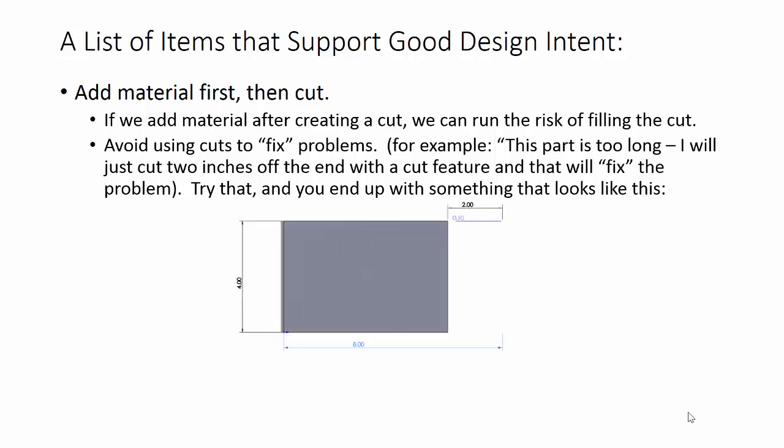If you try that, you might end up with something that looks like this. You have dimensions of 4, and then you've got a dimension of 8 minus 2, which gives a dimension of 6. And that makes no sense whatsoever because you've got 2 dimensions here, the 2 and the 8, that are just dimensions of space. And to a machinist, these are ridiculous. And so we want to avoid using cuts just for convenient fixes to models.